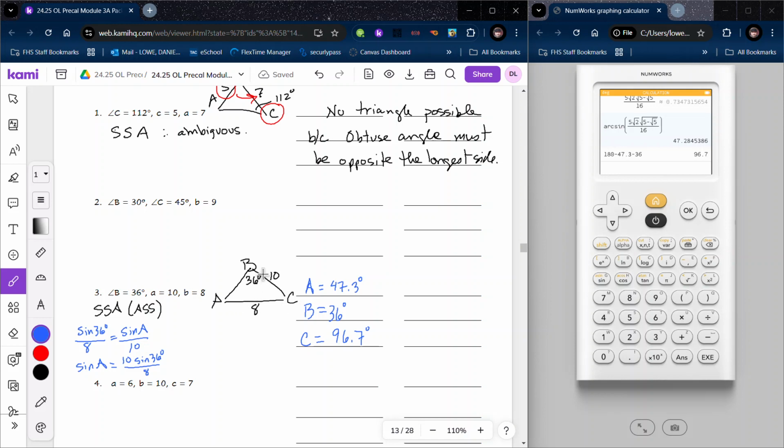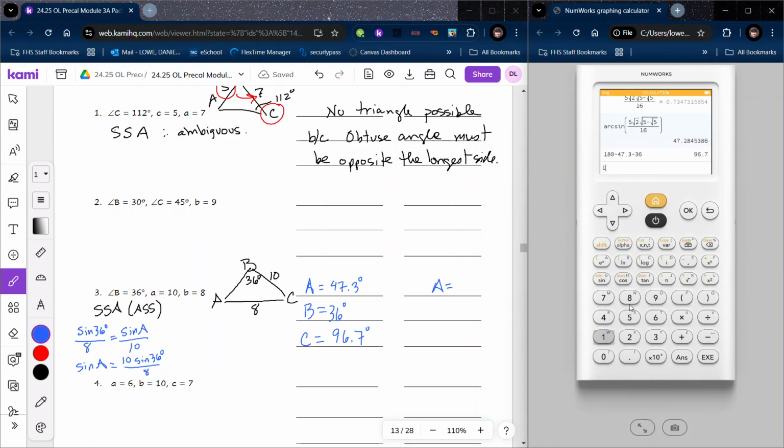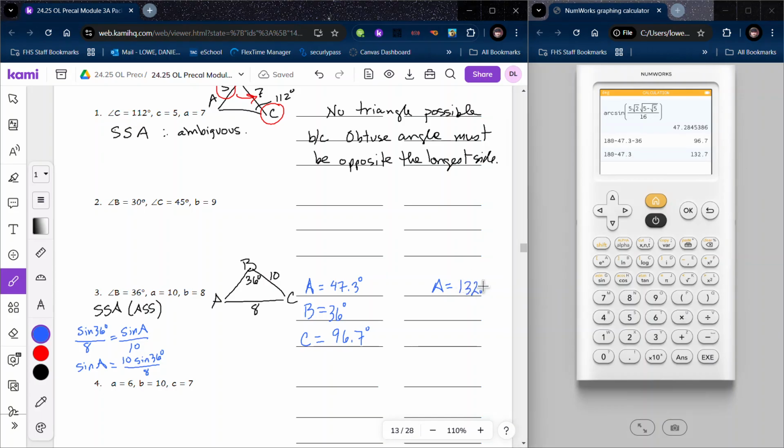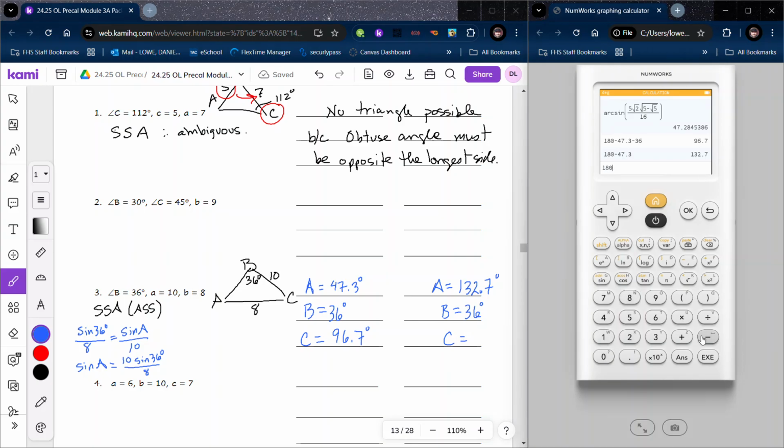I have to consider the fact that this 36-degree angle is a small angle and it has a shorter side than the 10. So I have to consider the fact that angle A could also be obtuse. That's going to be 180 minus 47.3, so I could have angle A be 132.7 degrees. Angle B we know is 36 degrees, and that would change angle C. We'll do 180 minus 132.7 minus 36, and that's going to be 11.3 degrees.